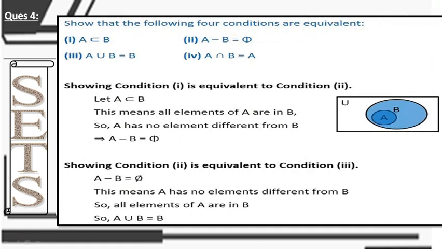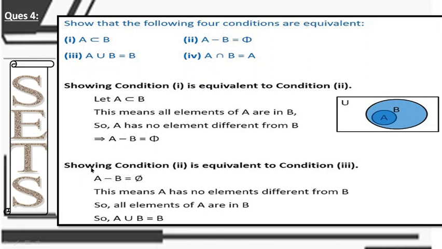Now question number 4: we have to show these given 4 conditions are equivalent. A is a subset of B. When A is a subset of B, it means all elements of A are already present in B. It means A has no element different from B. If you look at this Venn diagram, this also explains clearly that if A is a subset of B, then complete set A lies within, in the interior of, set B. So A minus B will be equal to the empty set, phi; there will be nothing.